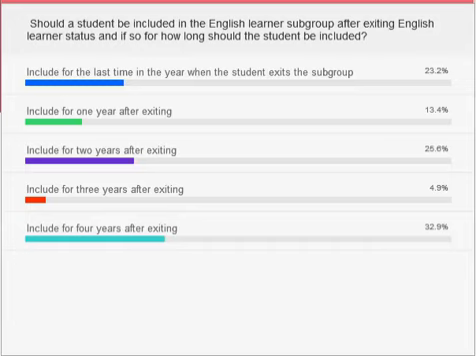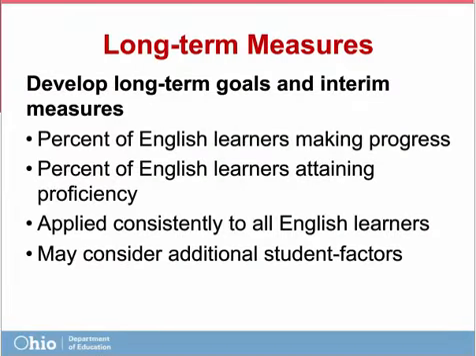Moving forward, Ohio must develop ambitious long-term goals and measurements of interim progress for all English learners as they work towards gaining English language proficiency. They have to be measured by the state's English Language Proficiency Assessment. The goals and measures must be applied consistently to all English learners in the state and must take into account the student's English language proficiency level.